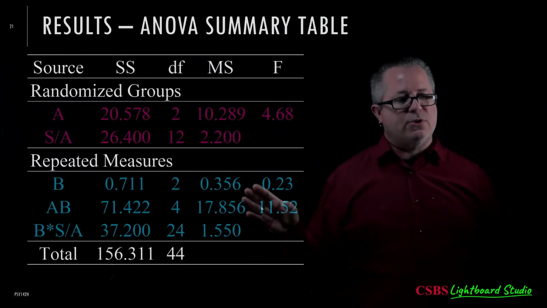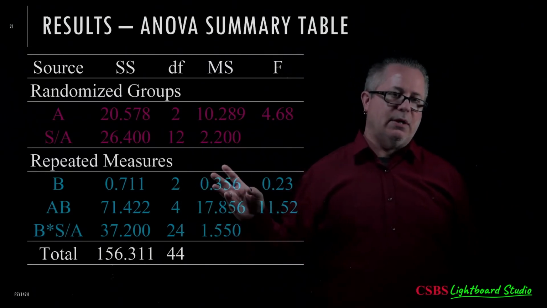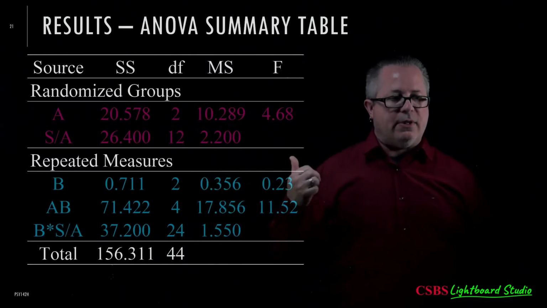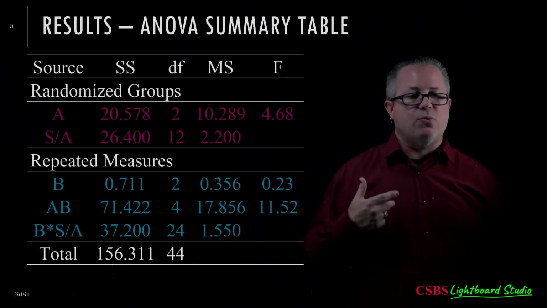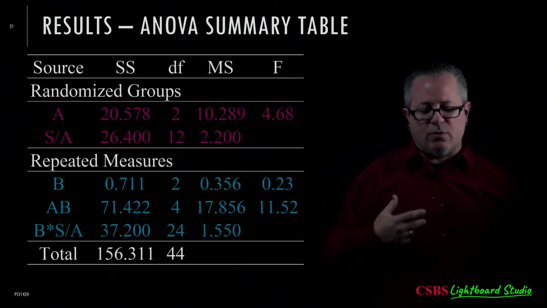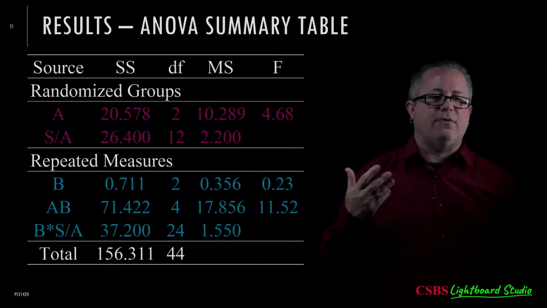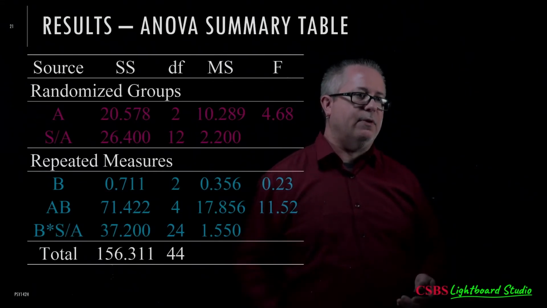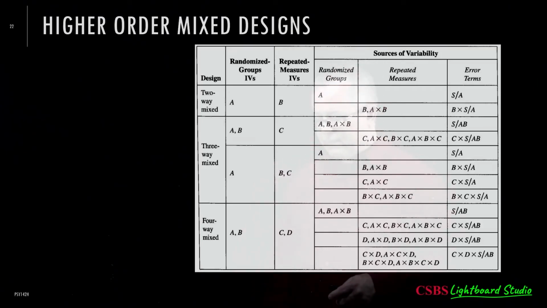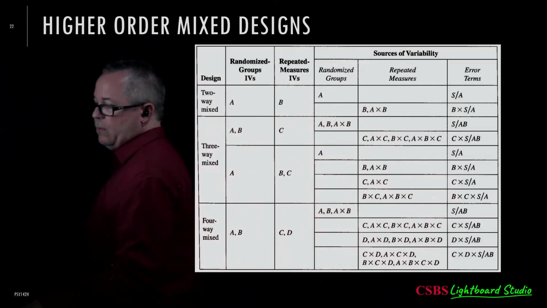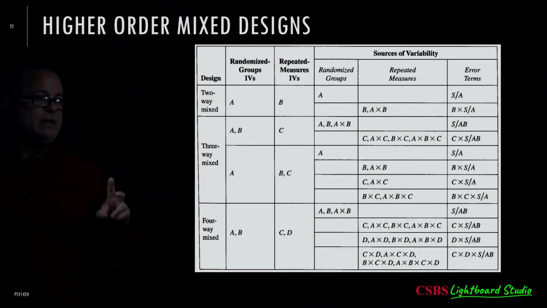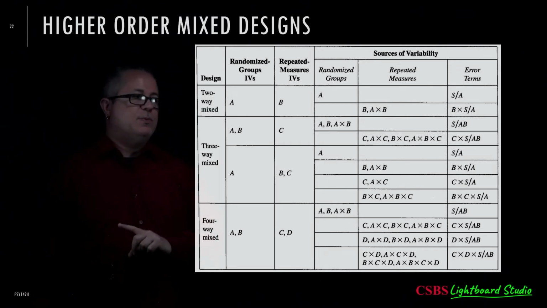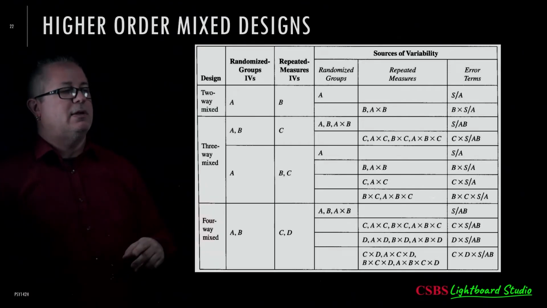And we have these 3 effects that we can report. Just like in any factorial design, we got the effect of A, B, and A by B. It's just where we get the error. What we're using as our metric for error changes depending on what kind of effect it is. So what we just did right now is just a 2A: 1 randomized group, 1 repeated measure. That's what this is right here.